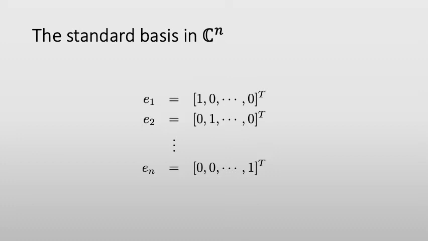For example, the standard basis in C^n consists of n unit vectors. In general, there are many other orthonormal bases. For every fixed basis, an operator has a corresponding matrix representation. Keep in mind that the same operator has many matrix representations.